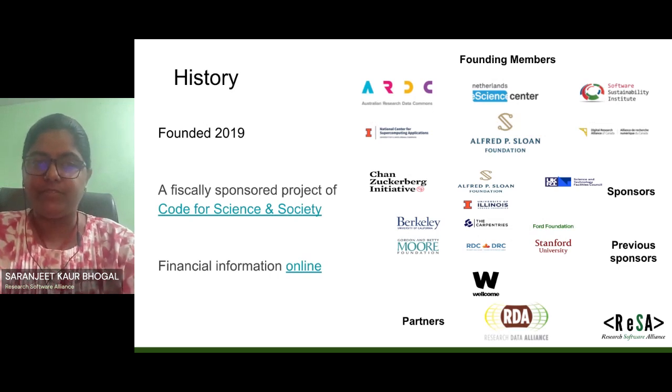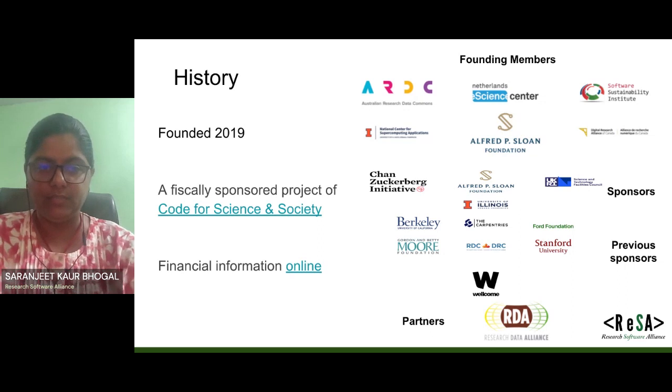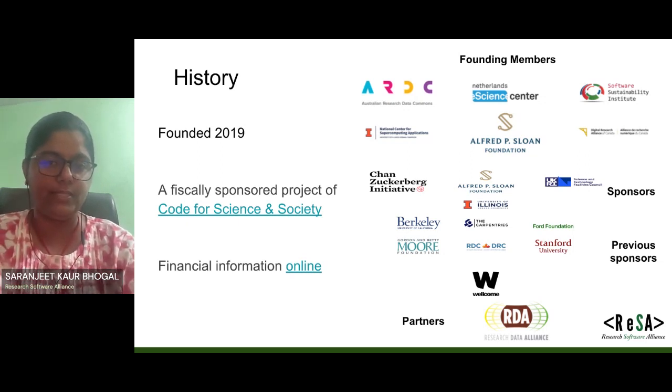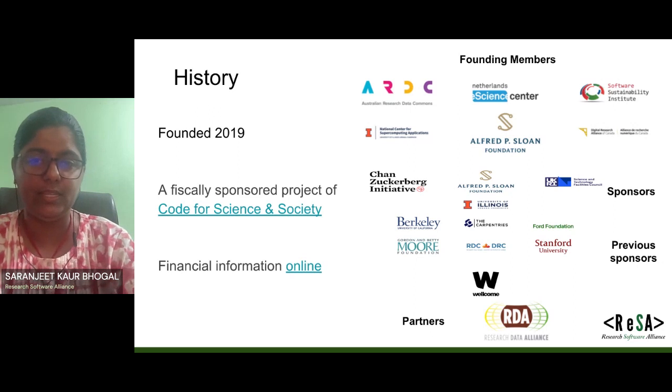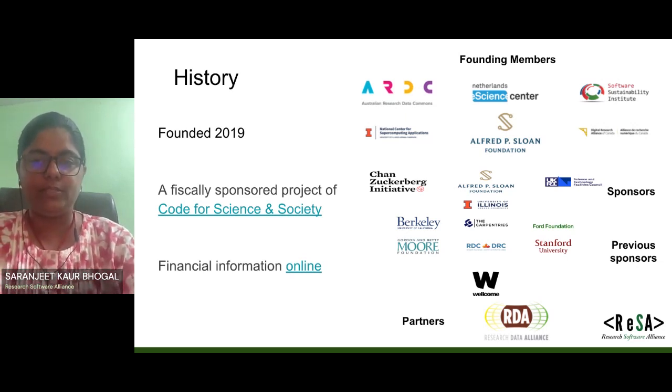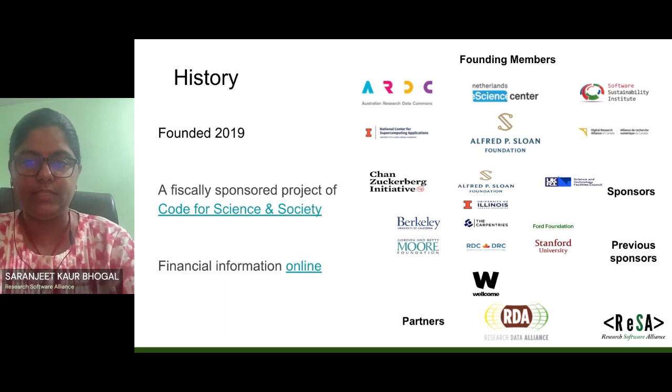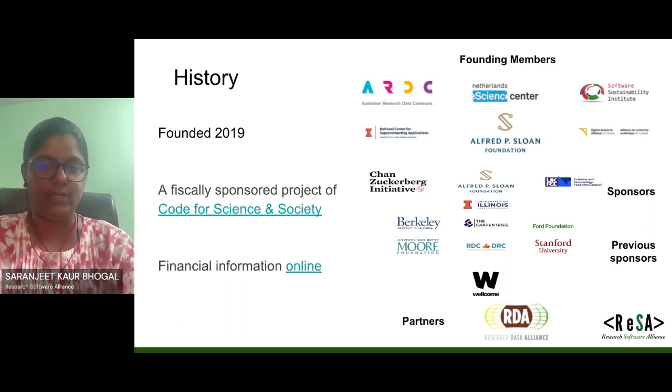Here is a brief history of the Research Software Alliance. We were founded in 2019 as a fiscally sponsored project of Code for Science and Society. The founding members of the Research Software Alliance include ARDC, Netherlands eScience Center, Software Sustainability Institute, National Center for Supercomputing Applications, Alfred P. Sloan Foundation, and Digital Research Alliance of Canada.